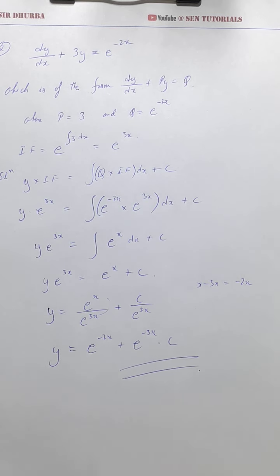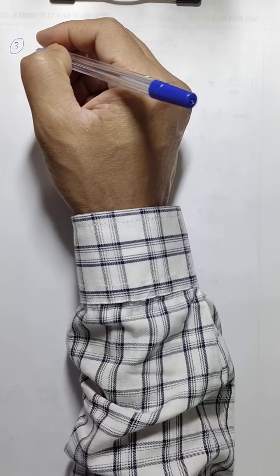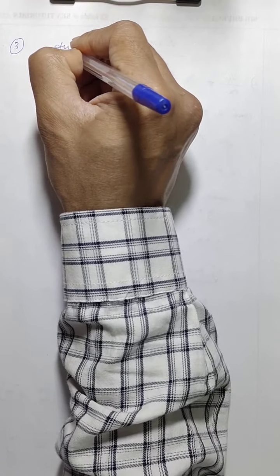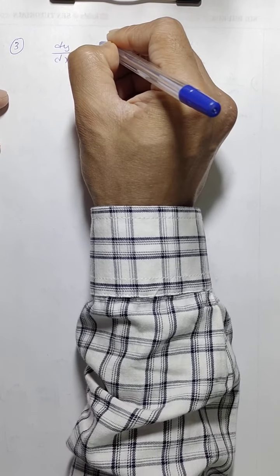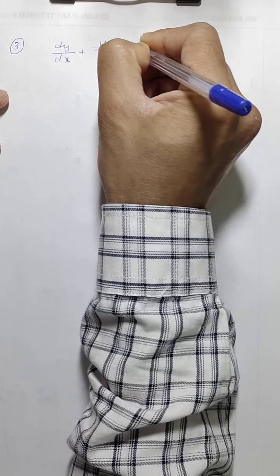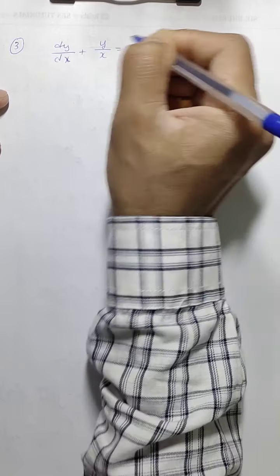Okay, got it, no? We'll do one more. This is interesting. Number 3. I can tell, if I'm not mistaken, let's give it a try. But you're going to learn something from here. dy by dx plus y by x is equal to x square.